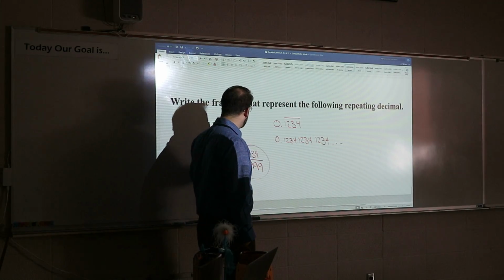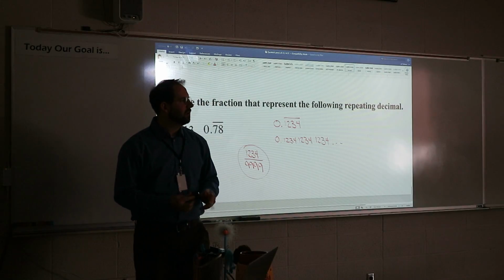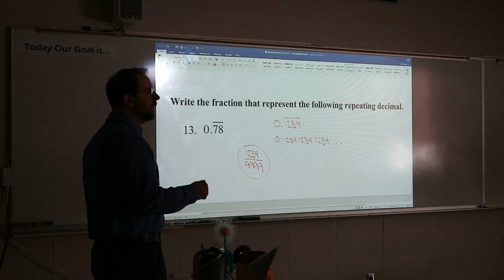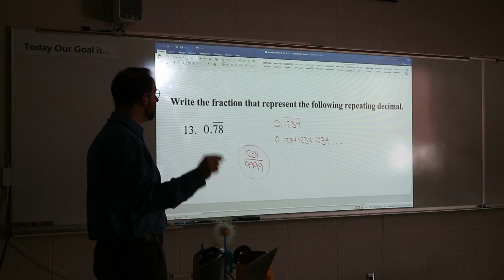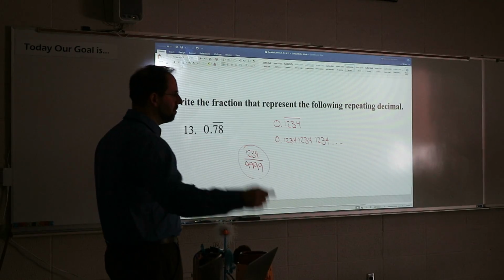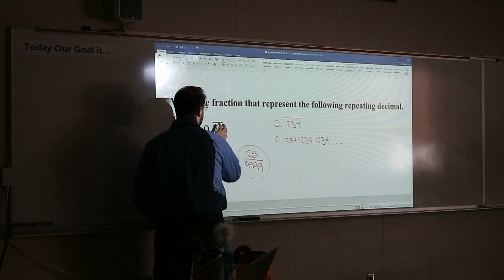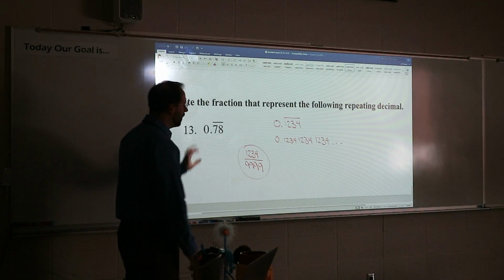That's how you do it. So you count how many spots. That's how you do that problem. That's how you make that number repeating. Whatever number they give you, you count how many numbers are underneath the bar, and that's how many 9s you put on the bottom. And this isn't for number 13, it's my own made-up problem, but this is how you're going to do this thing, okay?